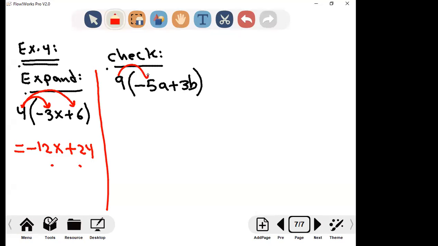The 9 is multiplied by the first term and by the second term. If you multiply a number with an algebraic expression, you multiply the number with the number and the variable comes down. So this equals 9 multiplied by negative 5a. Stay with me. 9 multiplied by 3b. Done? This is the check.